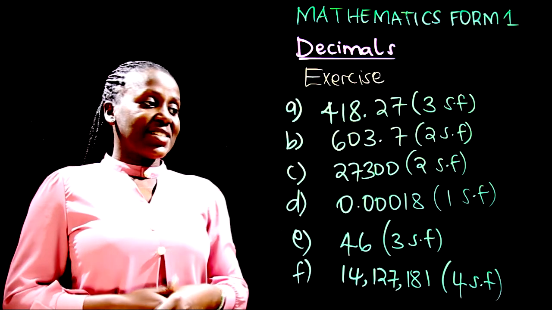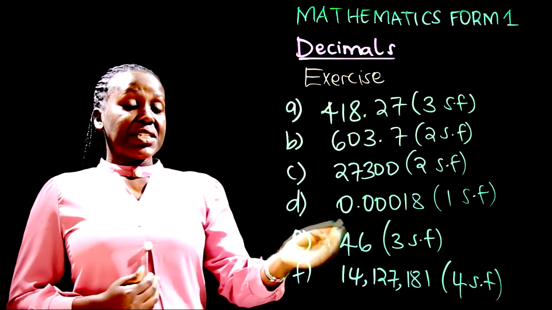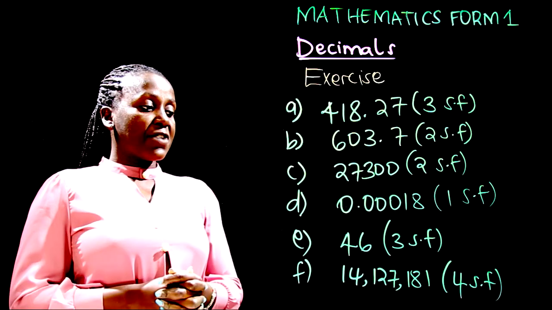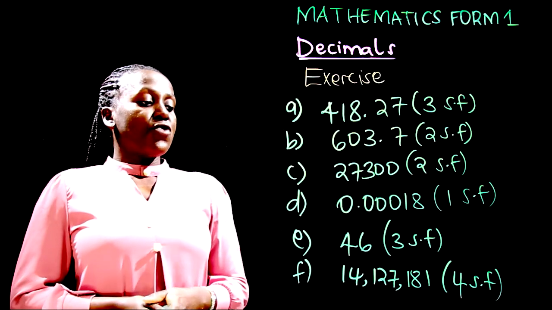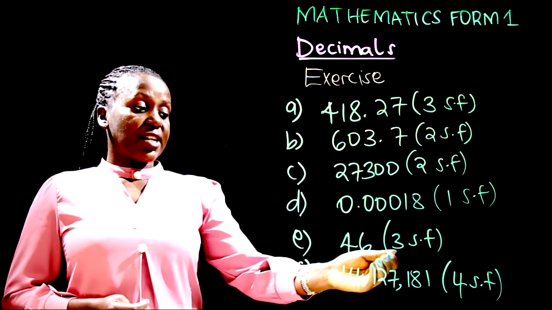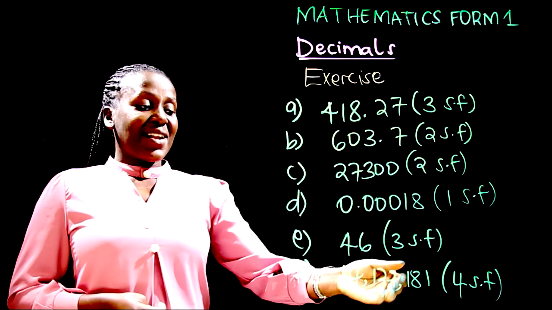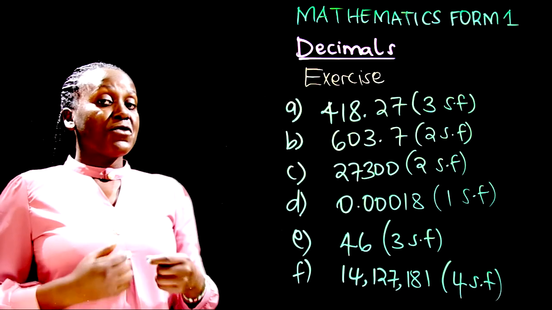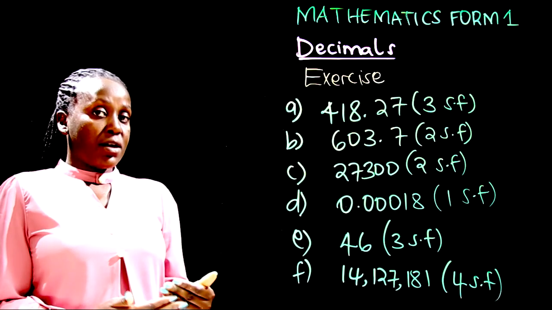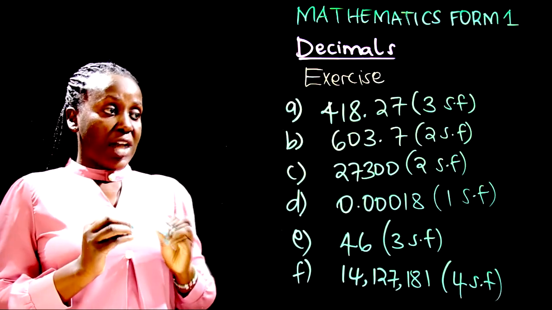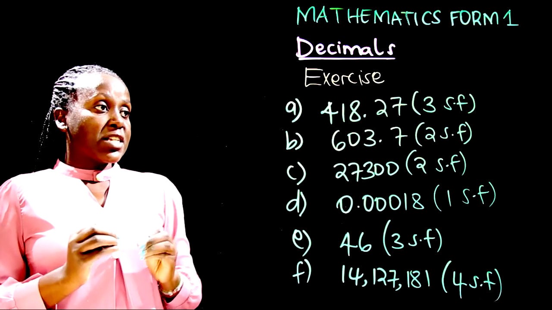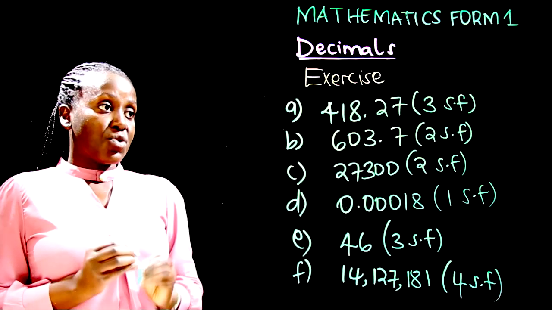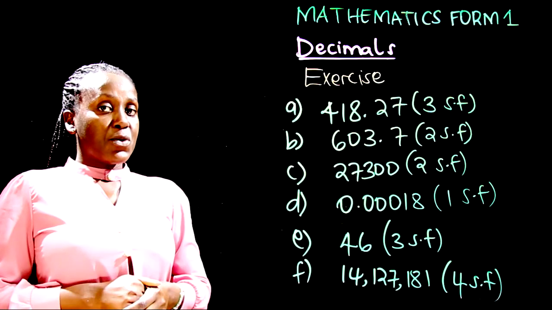0.00018 correct to one significant figure. 46 correct to three significant figures, and finally 14,127,181 correct to four significant figures. So feel free to refer back to the rules that you wrote down, and then when you are confident enough that you understand each rule, come back and attempt the questions.